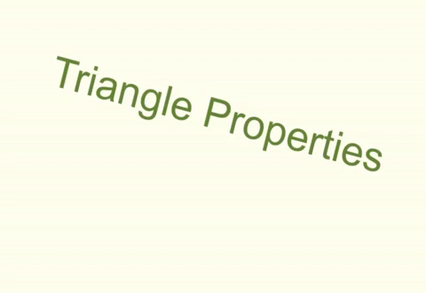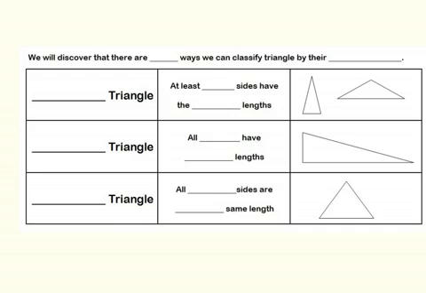Today we're going to continue our geometry unit and we will be working with triangle properties. Yesterday we worked with angles and today we're working with triangles. So on this top part of your triangle properties page, we will discover that there are 3 ways that we can classify triangles by their sides. Classify means that's how we sort them.